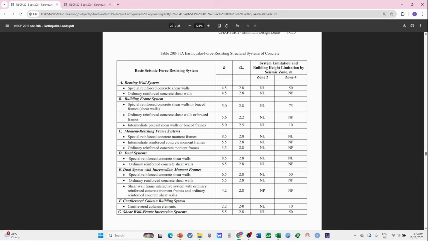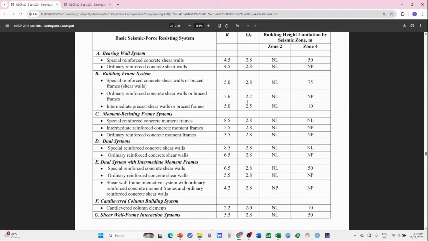Like I said earlier, the building frame system is much better than the bearing wall system because it has a higher overstrength factor and, as you can see, a lower amplification factor. The amplification factor is used to amplify the load in combination. So let's see which force resisting system has a higher R. We go to the moment resisting frame systems, and we can see that both 8.5 here and 8.5 here are used for dual systems. So it's up to you. I suggest you use special reinforced concrete and special concrete shear walls.